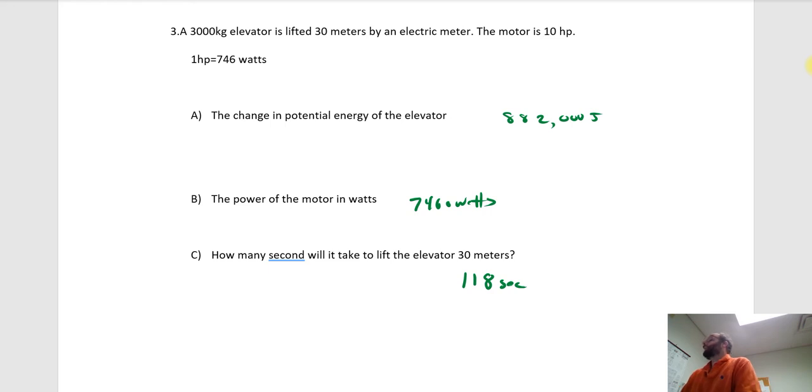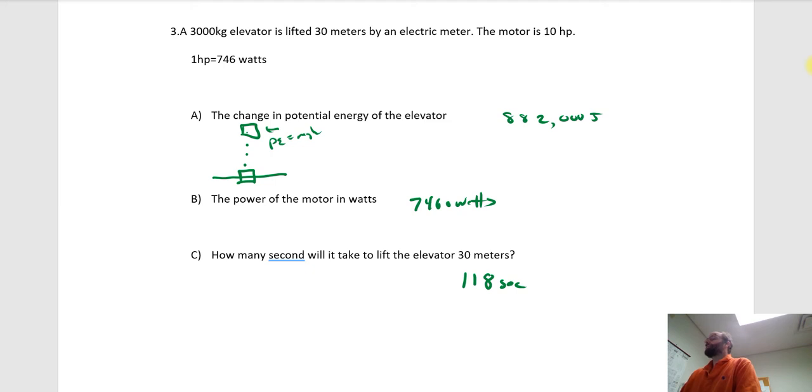Okay, number 3, elevator lifted 30 meters by an electric motor. So this elevator, basically here it is, and it's moving up. It doesn't say anything about changes in speed, all right? So the changes in energy are all changes in potential energy. So if we datum the bottom, meaning we call the potential energy here 0, the potential energy here is going to be an MGH term. You should get 882,000 joules is what I got out of it.